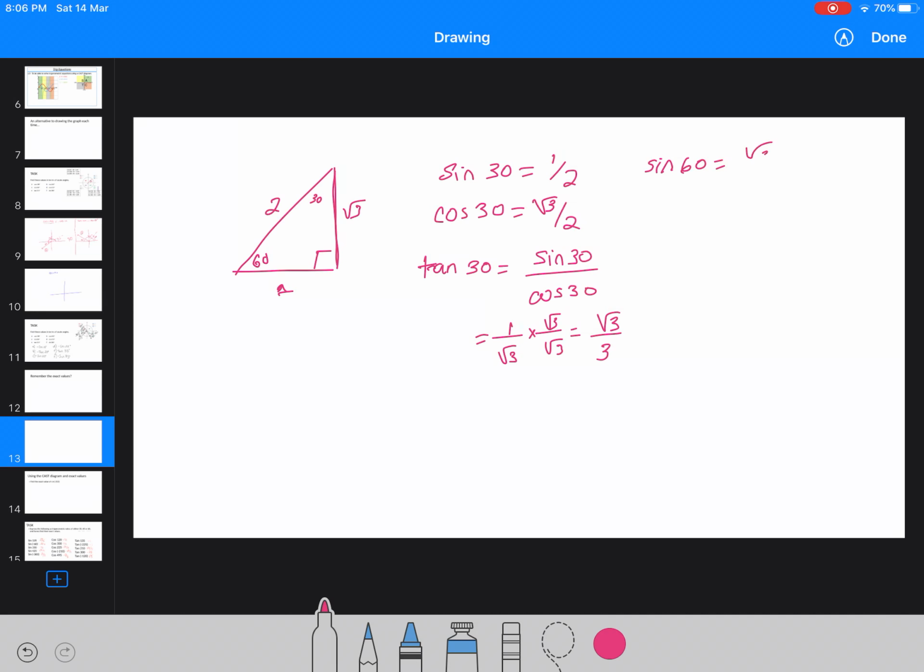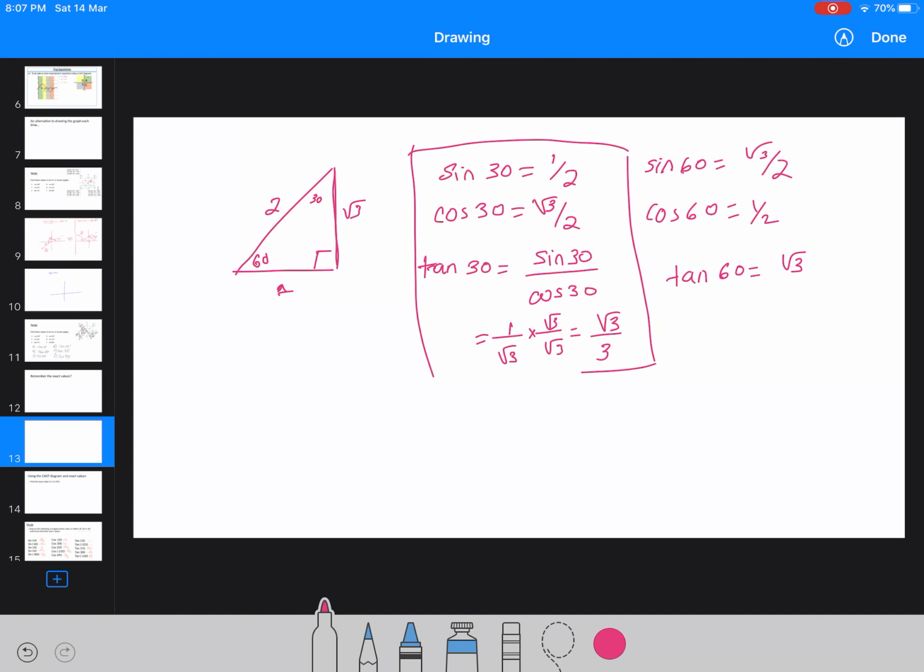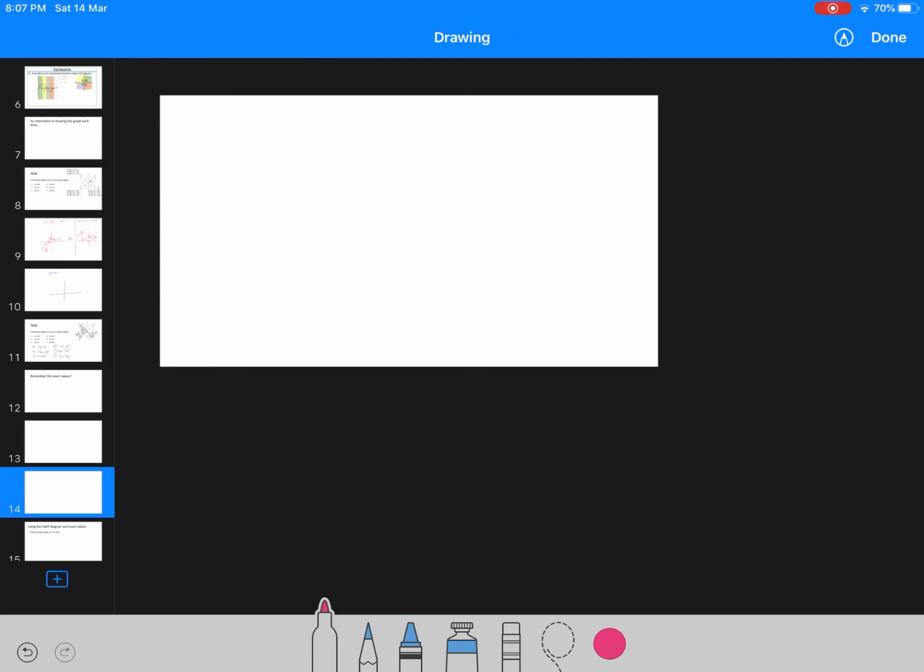Similarly, I find that sine 60 is radical 3 over 2, which is opposite over the hypotenuse, cosine 60 is half, and tan 60, which is sine 60 over cosine 60, is radical 3. So, in order not to memorize the ratios for angles 30 and 60, I can simply use this semi-equilateral triangle, as I call it, and find the ratios accordingly.